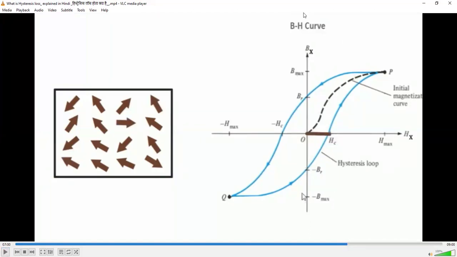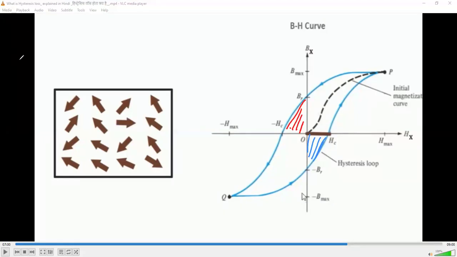Okay, I'm just pausing it over here because somebody just now asked me whether this area and this area are the same.